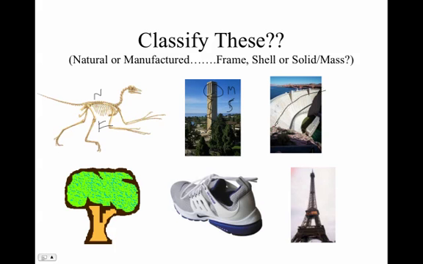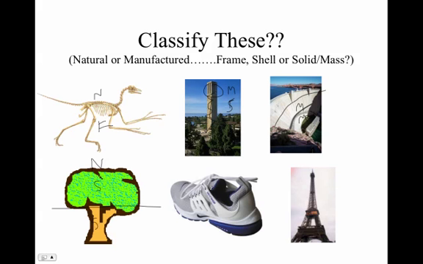How about this big Hoover Dam? Man-made, so it's manufactured. F, S, or mass? It is mostly solid, so it's a mass structure. A tree, well, it depends. The top of the tree, where birds can live and so on. In general, the tree is natural, and then this top part would be shell. The bottom part would be solid or mass.